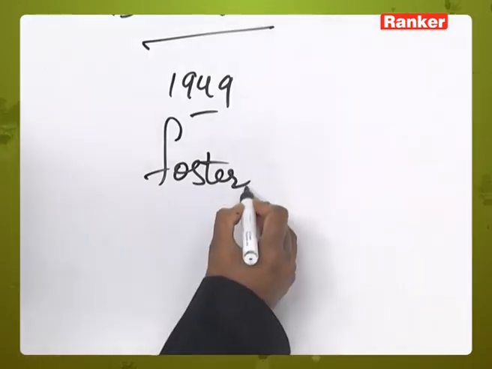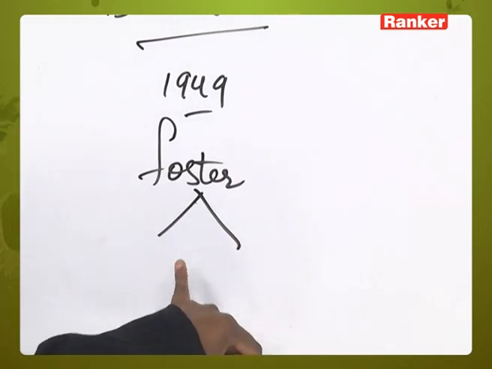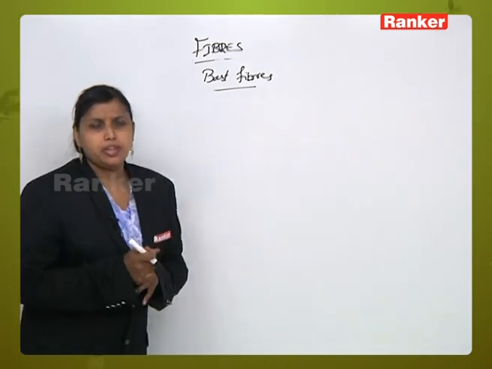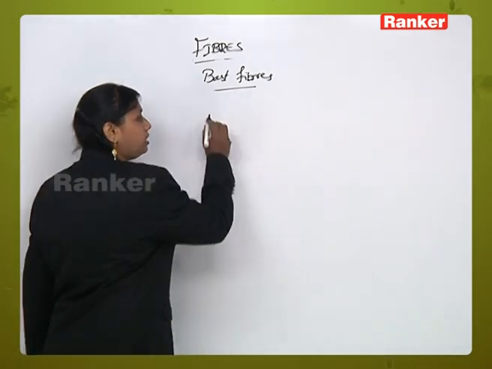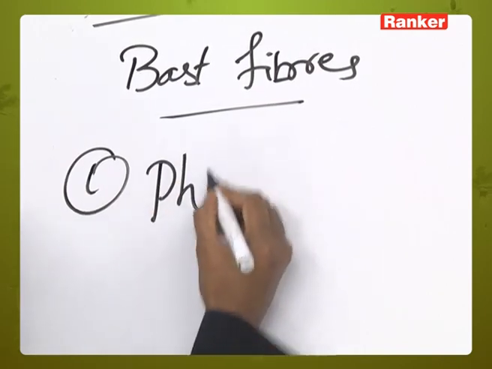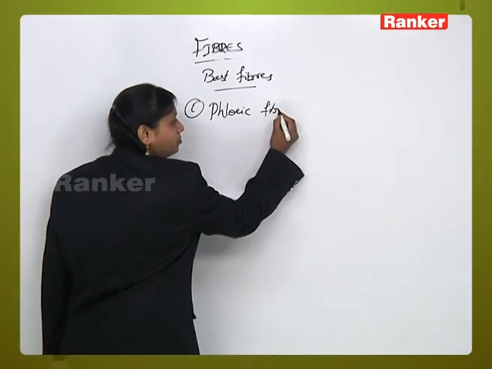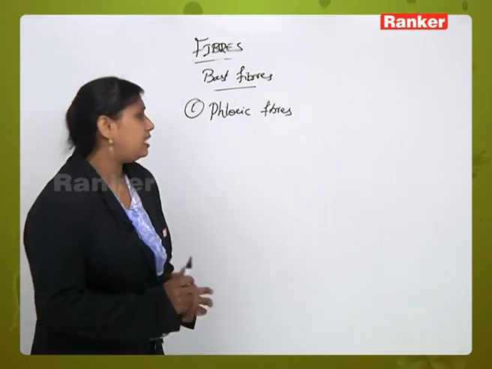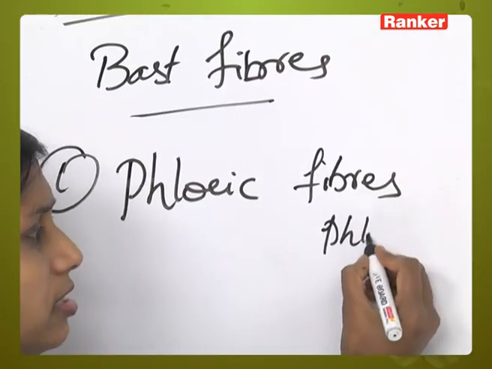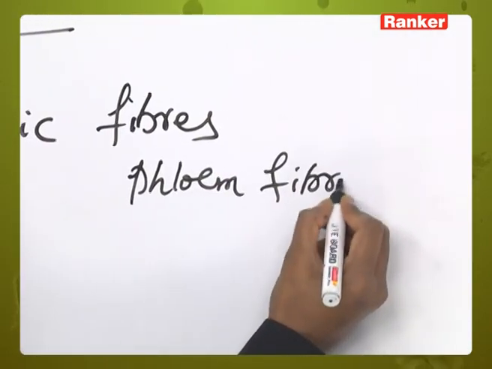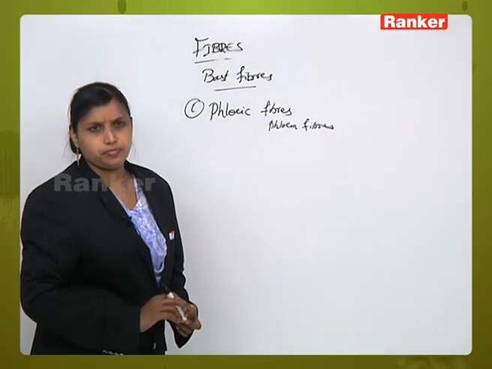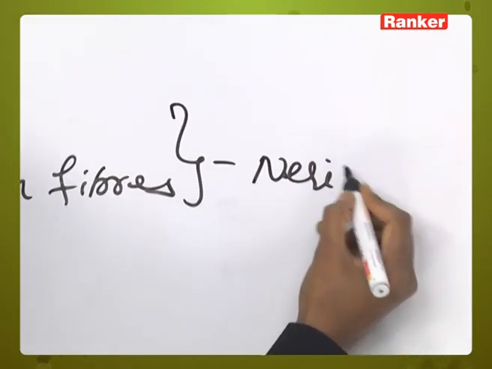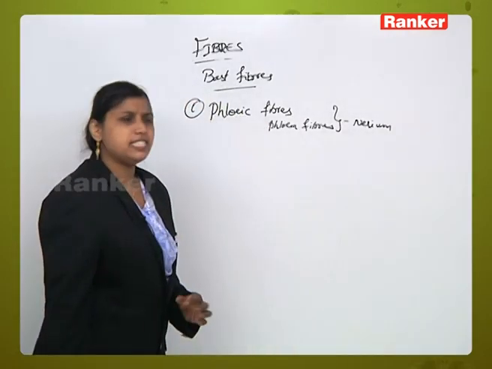According to Foster's classification, bast fibers are of three types. The first one is phloic fibers. Phloic fibers are those fibers which are present in the phloem, so we can also call them phloem fibers. Examples for this type are Nerium and Linum.